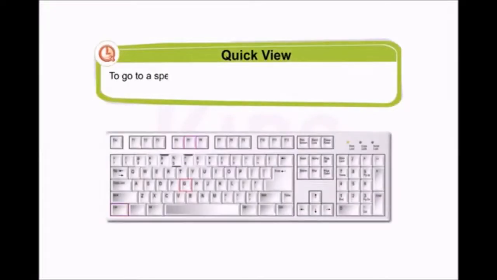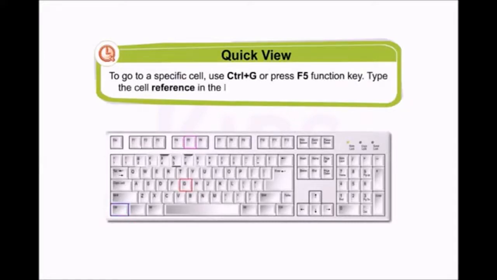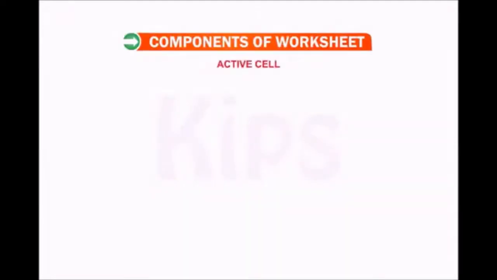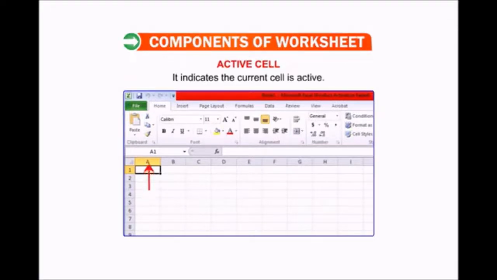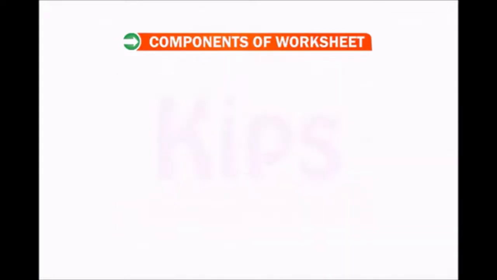Alright students, let us take a quick view. To go to a specific cell, use Ctrl+G or press F5 function key. Type the cell reference in the reference field of the Go To dialog box. Active cell. When you click on a cell, a thick black border differentiates it from the rest of the cells. It indicates the current cell is active. This highlighted box is called cell pointer. Data can be entered only in a cell where the pointer is placed.